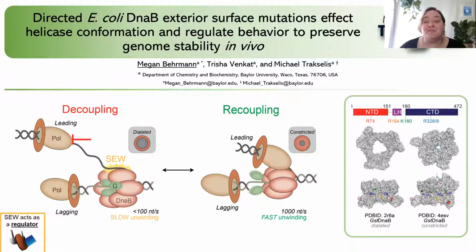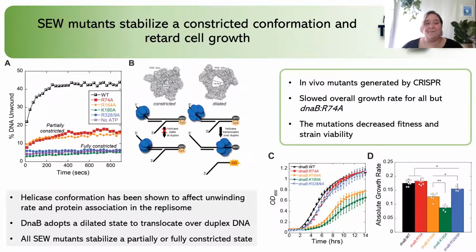I'm going to be talking about 4 mutants that have been previously identified in vitro to disrupt this interaction. DnaB is known to adopt both constricted and dilated states, and this conformational change has been proposed as a helicase regulation mechanism. We found that all of our mutants stabilized either a partially constricted or fully constricted state, and so we propose that there is a joint mechanism wherein both of these things work together to regulate helicase activity.